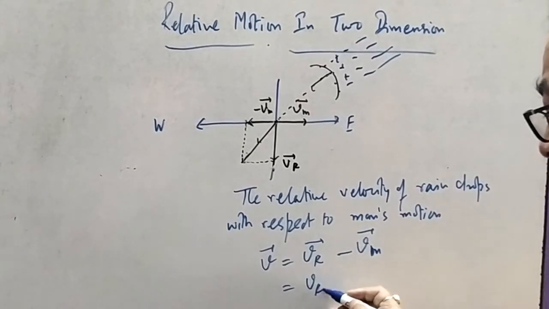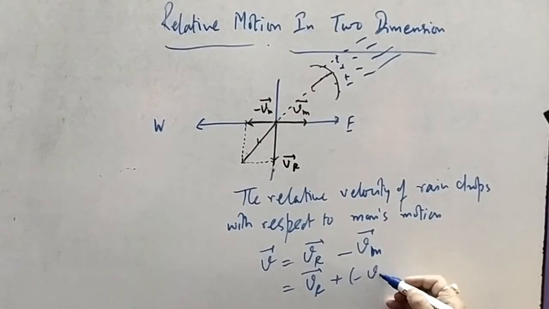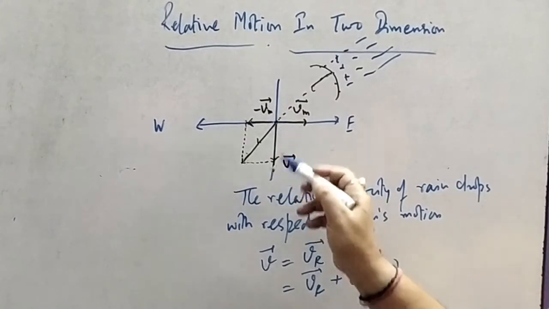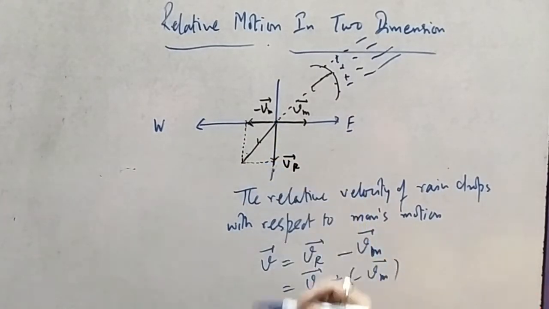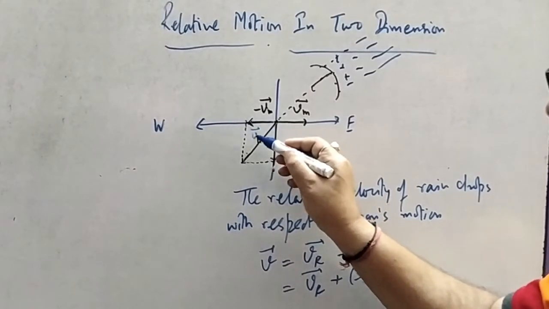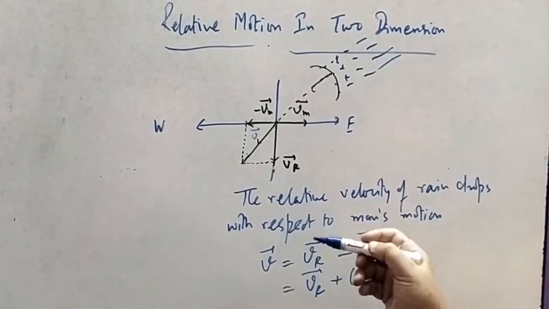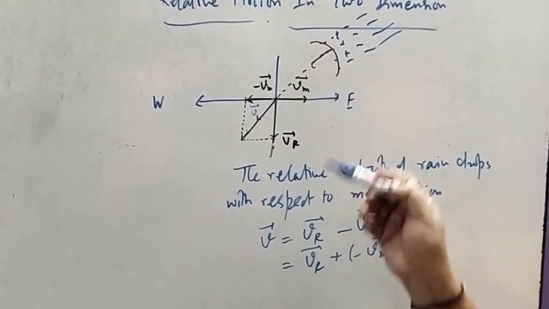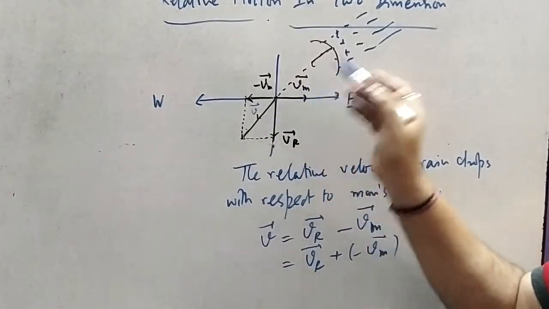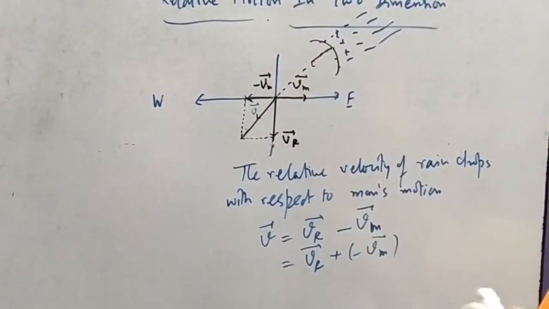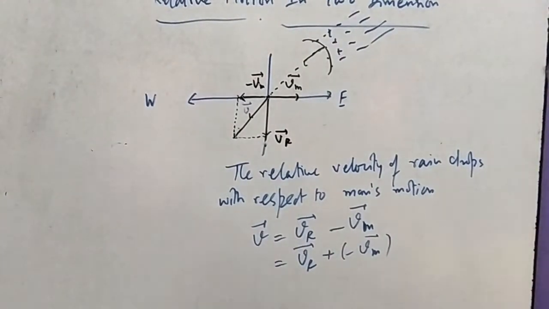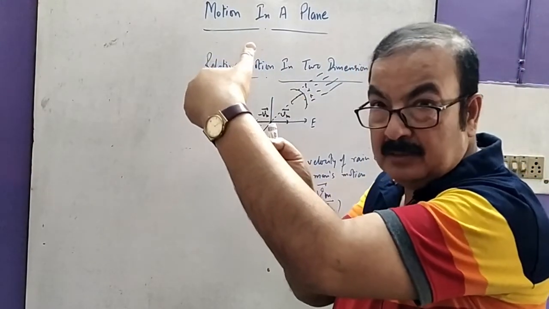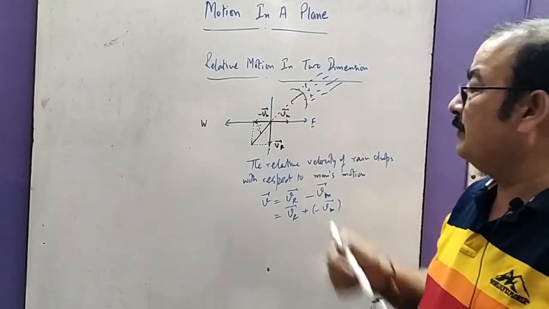In general, we have Vr plus minus Vm, and we have seen this was Vm and this is minus Vm. This plus this gives this resultant vector, and this is our velocity V. This is the relative velocity of rainwater with respect to the motion of man, and therefore water will be coming like this. Suppose I am moving like this, then water will be falling on me like this. Then I have to slightly bend my umbrella towards this, okay? And that is how we have to bend.